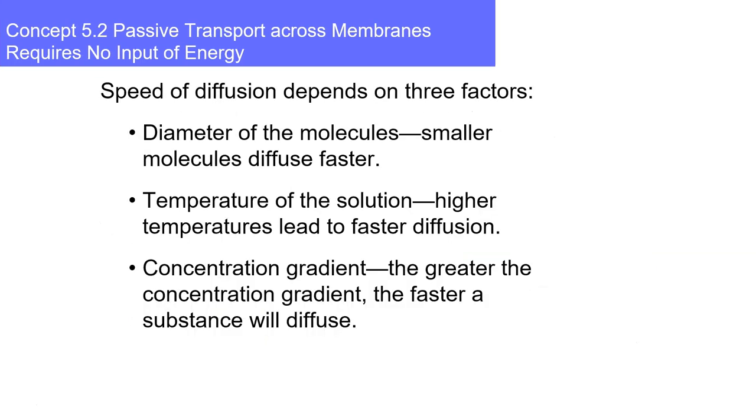Now, the speed of diffusion does depend on multiple factors, the biggest one being the diameter of the molecule. Smaller molecules go faster. They don't have as much mass, meaning they don't have as much inertia. A little physics there, but basically without that heavy mass and without a large diameter, you're going to go faster.